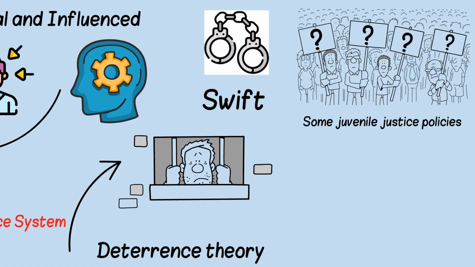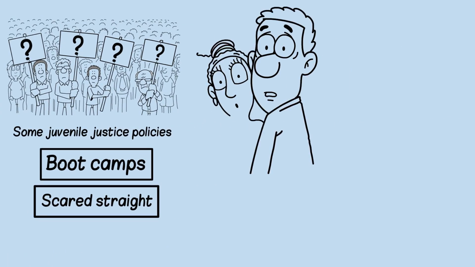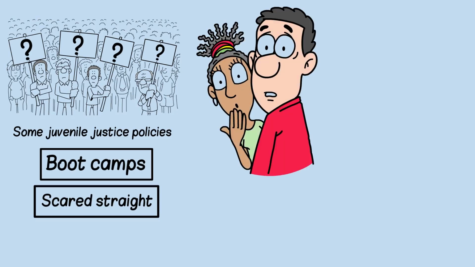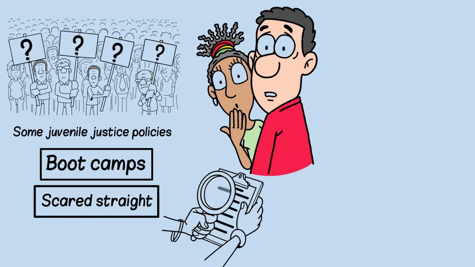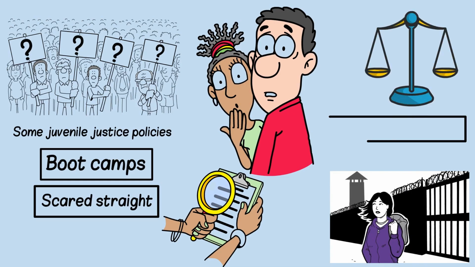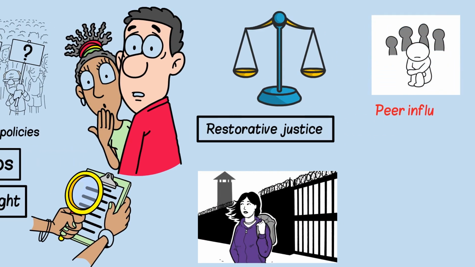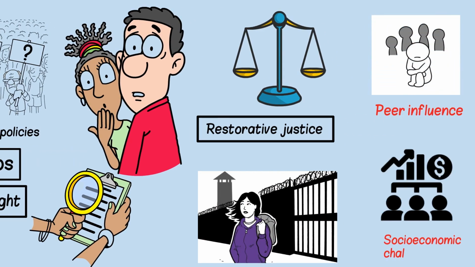Some juvenile justice policies, such as boot camps or scared straight programs, have aimed to instill fear of future punishment to deter youth from committing crimes. However, research shows mixed results regarding the success of such interventions. Critics argue that juveniles respond better to rehabilitative and restorative justice practices that address the root causes of their behavior, such as peer influence or socioeconomic challenges.